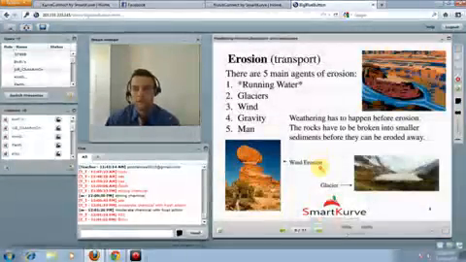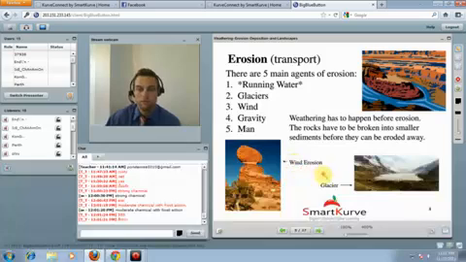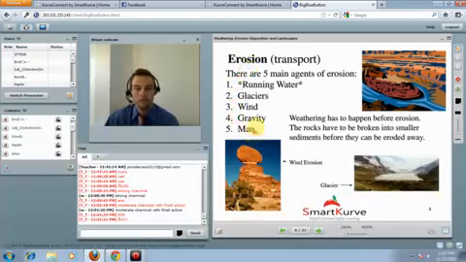Okay. So here's where it gets really, really awesome. Transporting of materials. Five main agents of erosion. Water, glaciers, wind, gravity, and man. So these are five, but really there's more like 400. But these are the main ones. You can think of all the other ones. But weathering has to happen before erosion.